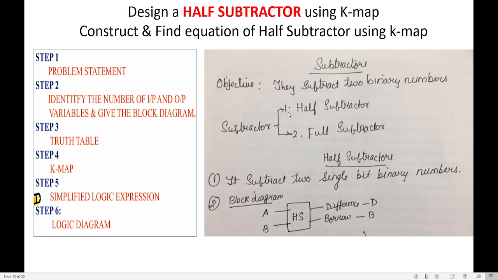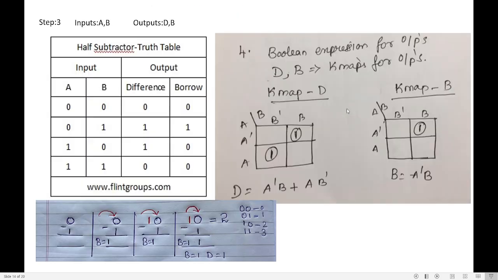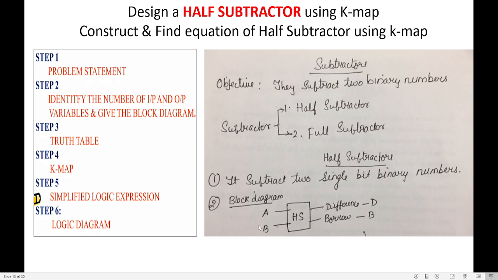This subtractor is of two types. One is half subtractor, the other one is full subtractor. Now I need to know what is a half subtractor and what is a full subtractor. Half subtractor is used to subtract two numbers. That is, it can subtract A minus B. Whereas full subtractor is used to subtract three single bit numbers. That is A minus B minus C.